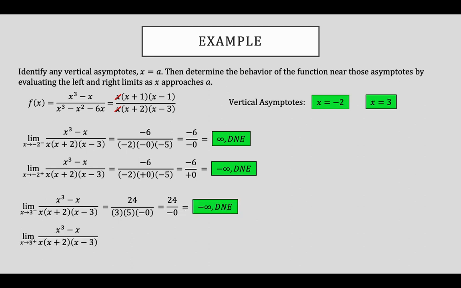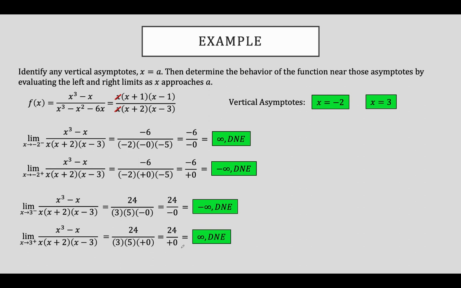And finally, the limit as x approaches 3 from the right. I try my direct substitution. Plugging in 3 into the numerator, I get 24 again. I plug in 3 into each of the factors. This gives me 3 times 5 times 0. But because I'm thinking of a number that is ever so slightly greater than 3, say, for example, 3.00000000001, and I subtract 3, I'm going to get a positive 0. This gives us 24 divided by 3 times 5 times positive 0. All of those are positive. A positive divided by a positive 0 gives us a positive infinity, DNE.